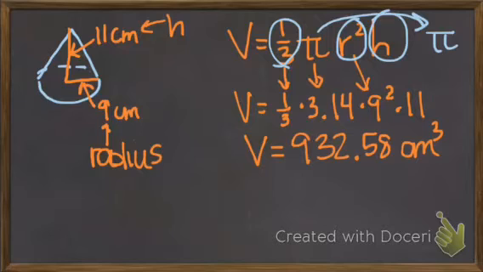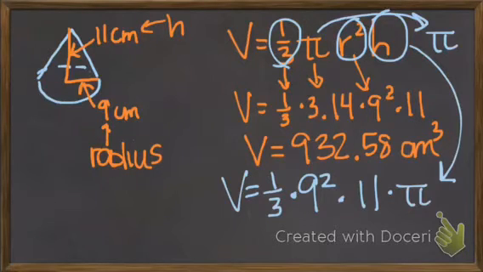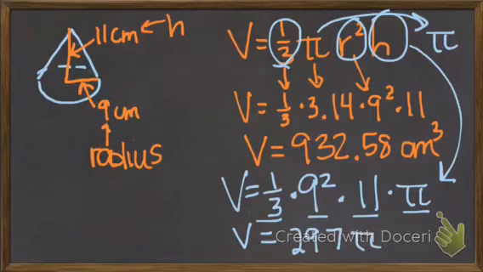And so when I do that, down here, I'm going to do 1/3 times radius squared, which is 9, times your height, which is 11, times pi. And I'm not going to replace pi with 3.14. I'm just going to multiply these 3 numbers, which gives me 297. And then I'm going to put my pi. And my unit is still centimeters cubed.